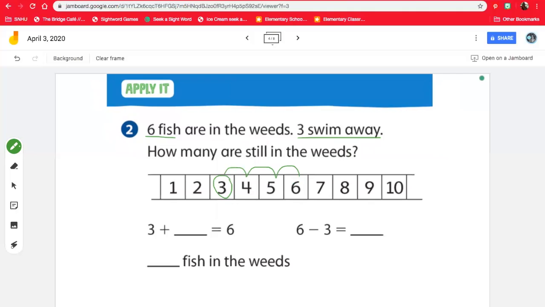So we stopped at 6. How many bumps did we make? 1, 2, 3. So 3 plus 3 equals 6, and 6 take away 3 is 3. So how many fish are in the weeds? 3. Because we had 6 in all, and 3 swam away. That left us with 3 still in the weeds.